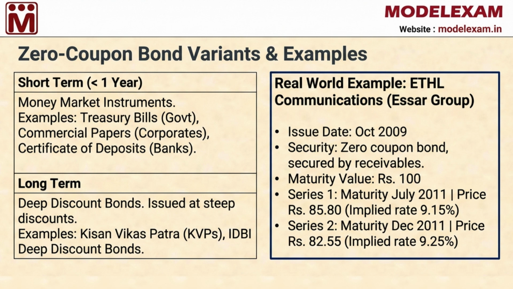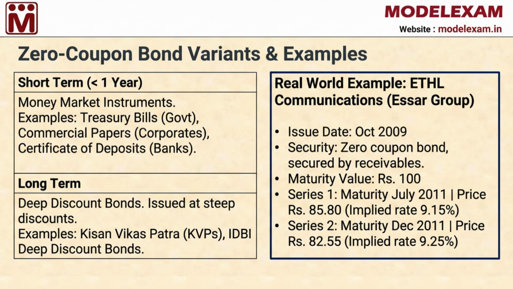Let us look at the different variants of these zero coupon bonds. When they are issued for a short period, which is less than 1 year, they are often called money market instruments. Common examples include treasury bills issued by the government, commercial papers issued by corporations, and certificates of deposits issued by banks. When they are issued for a long term, they are often called deep discount bonds. A classic example in India is the Kisan Vikas Patra.